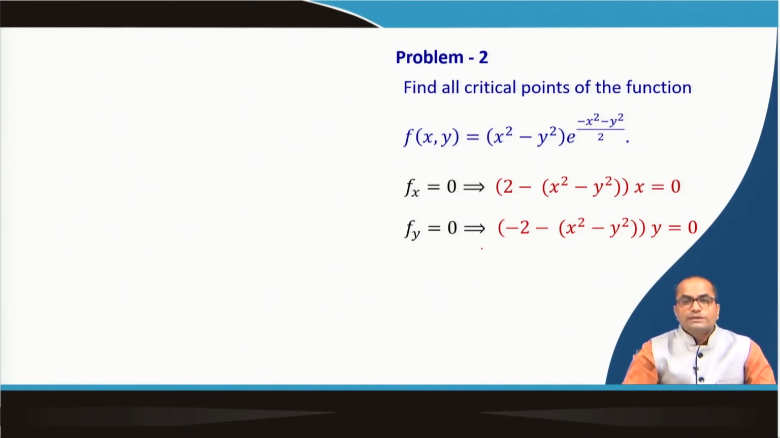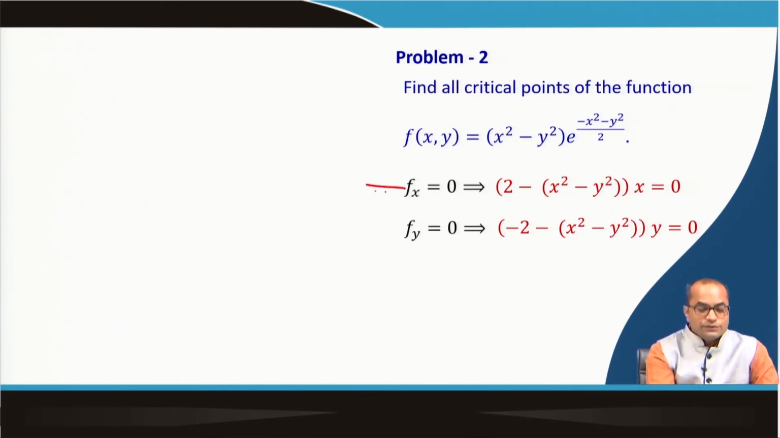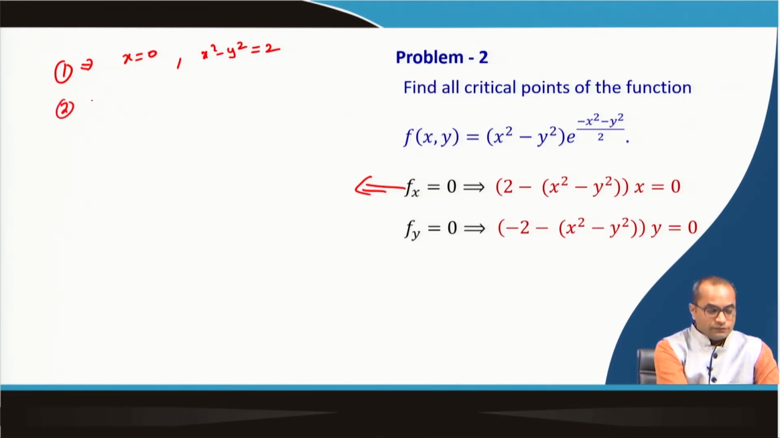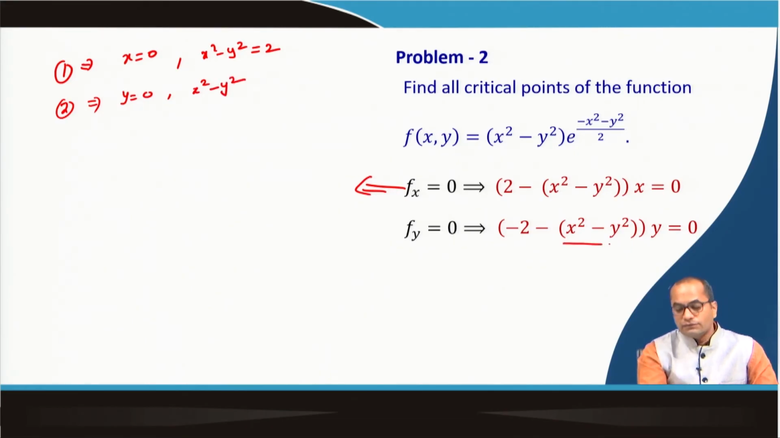So, now we have to solve these two simultaneously. From the first equation what we realize is that either x equal to 0 can make this derivative 0, or x square minus y square equal to 2 can also make this equation 0. From the second we get a similar observation, that y equal to 0 can make this equation 0, and if x square minus y square is minus 2, in that case also this equation will be 0.